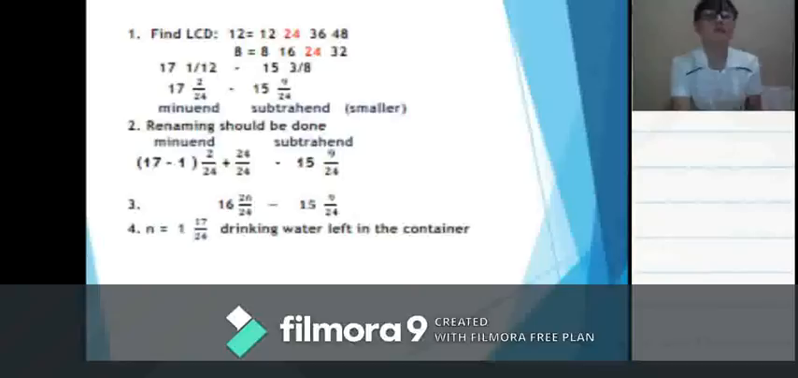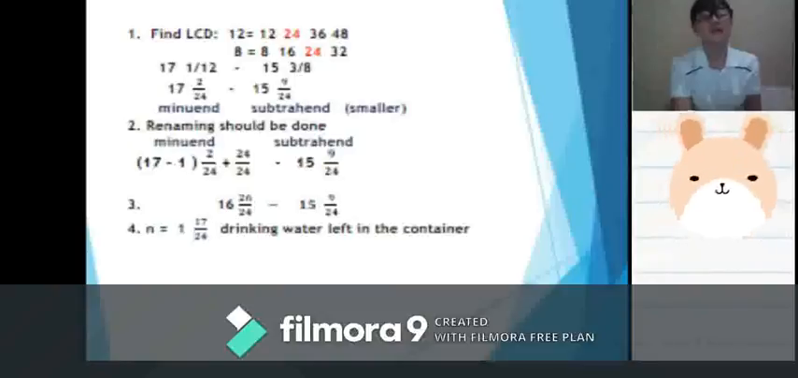So let us apply it to the fractional part. So 2 over 24 plus 24 over 24. So 2 plus 24, the answer is 26. And therefore, having the same denominator, you should copy the denominator of 24. So the answer would be 16 and 26 over 24 based on this minuend. But you have to bring down the subtrahend. Since this minuend is bigger than the subtrahend, you are able to subtract this fraction.